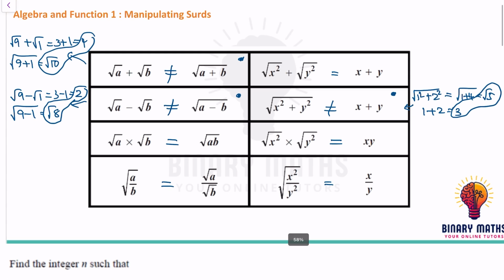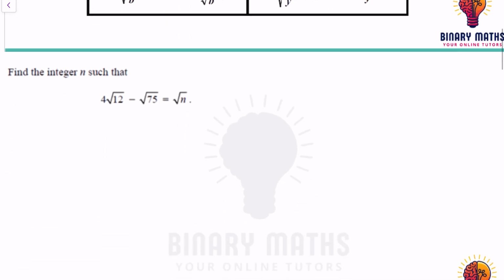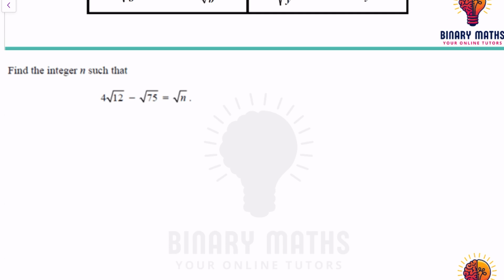Okay, so let's go through some examples of simplifying. I need to find an integer n such that this expression on the left-hand side can be written as square root of n. Let's look at the first term. 4 root 12 can be rewritten as 4 times root 4 times root 3, because 12 is equal to 4 times 3. Root 75 can be rewritten as root 25 times root 3. Now root 4 times root 3 can be rewritten as 2 root 3, and root 25 times root 3 can be rewritten as 5 root 3.